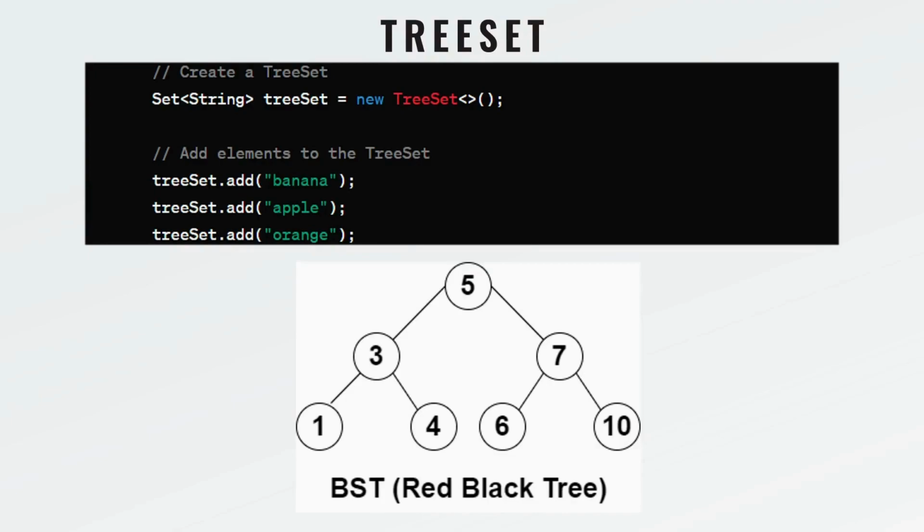TreeSet in Java is an implementation of the SortedSet interface that uses a self-balancing binary search tree, specifically a red-black tree, to store its elements. Unlike HashSet, which does not guarantee any specific order of elements, TreeSet maintains its elements in sorted order.